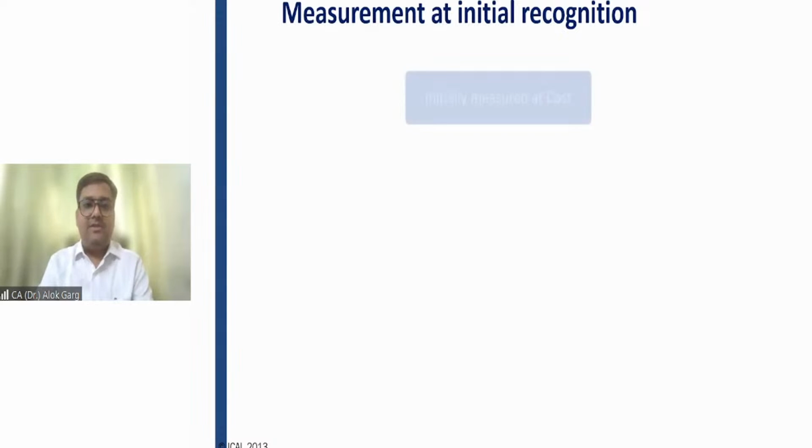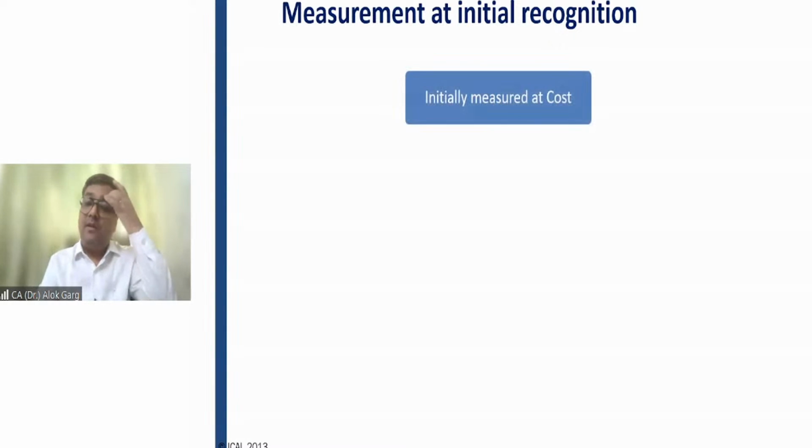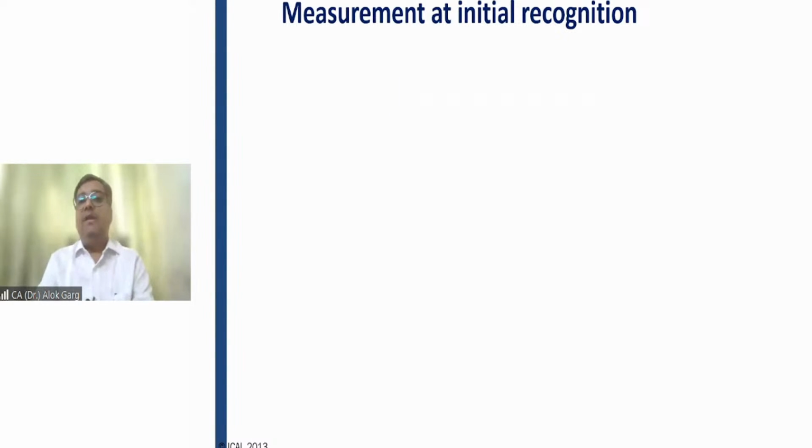Measurement and initial recognition. Friends, we understood the recognition part. We understood that future economic benefits should be probable and cost can be measured reliably. And this is good for initial recognition as well as subsequent recognition. So we understood initial cost. To remember, I have taken an example of when the machine was brought in from China and immediately the government banned the output from the machinery, right?